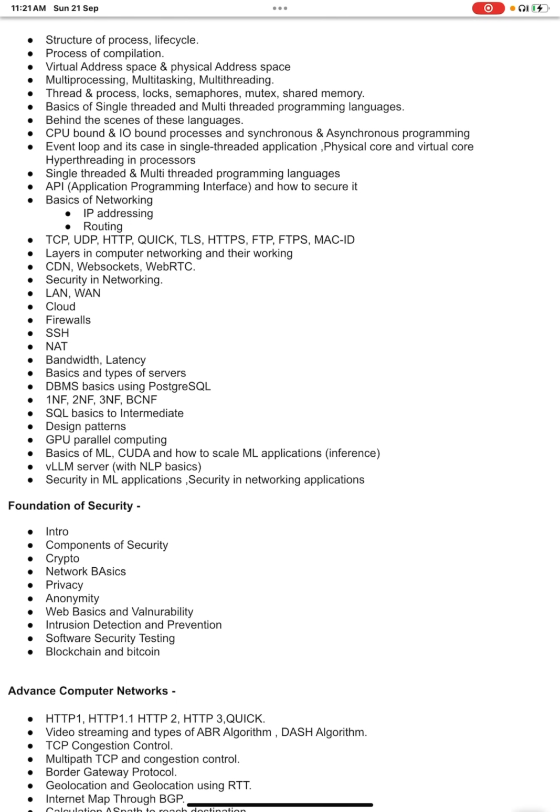and what are the tools involved, and what is PostgreSQL, and how we can write queries, and what is 1NF, 2NF, 3NF, and BCNF. So these are the normalization forms which we use in order to remove redundancy in our databases. Then we'll study about the SQL basics to intermediate, the internal working of SQL. We'll also deep dive into design patterns, how design patterns work, and which design pattern is useful for your application development.